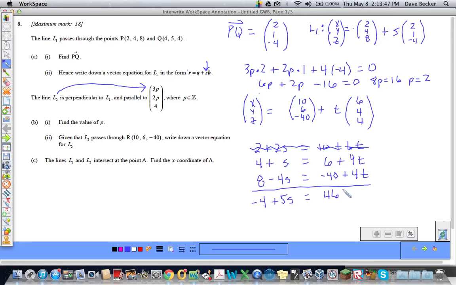Good? Good. All right. So 6 minus a negative 40 is 46, and then 4t minus 4t is 0.